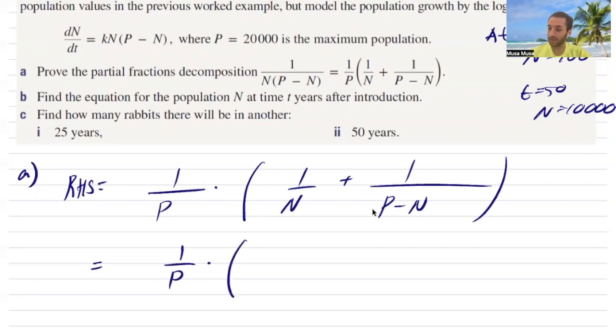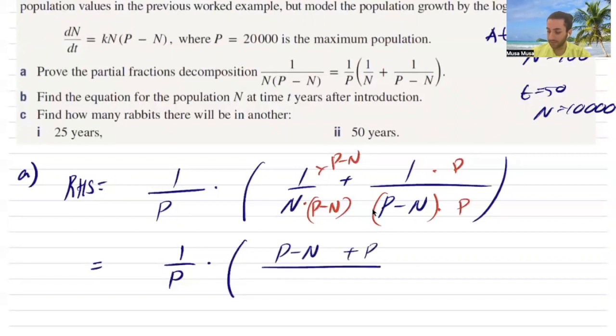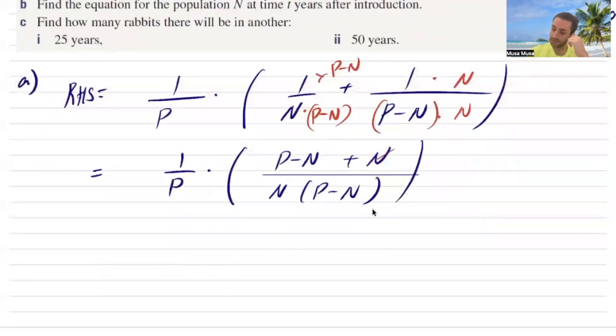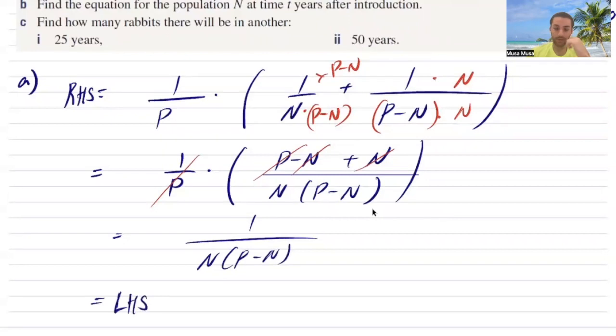Now I think we can make a common denominator. So P − N, P − N, P, P. So we get (P − N) plus P over, and then we get N. Wait, times by N. What am I doing? Baboonery over here. Anyway, these cancel, and then this P cancels with that. So we did part A.